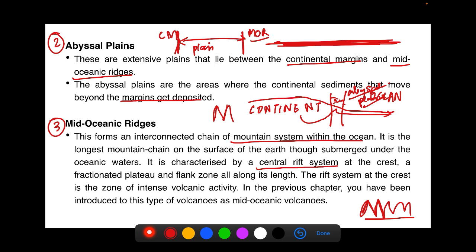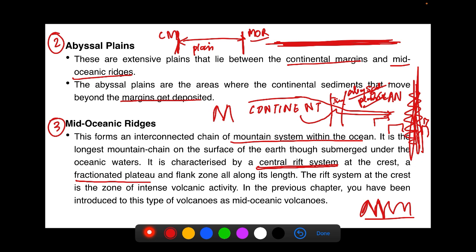It has a central rift system. Let's suppose there is this line, and here we have various mountains, so there is this central rift which is present. The next characteristic is a fractionated plateau, where alongside these ridges plateaus are formed, and a flank zone all along its length. What is this flank zone? The flank zone is nothing but the area where lava gets deposited.